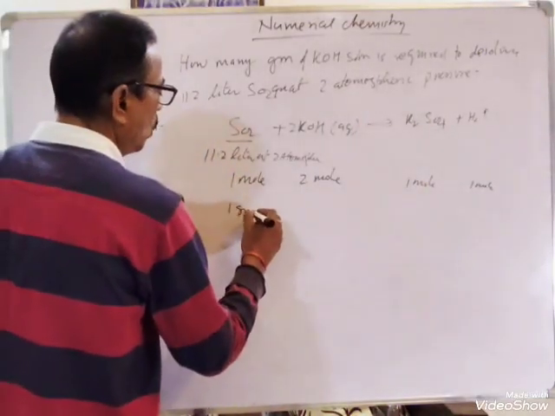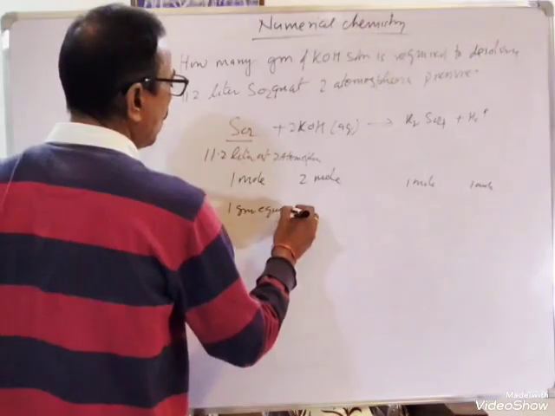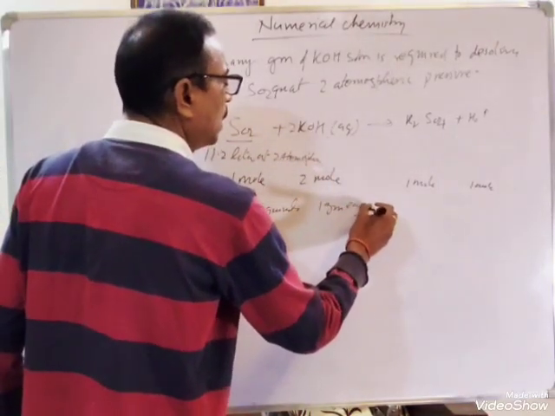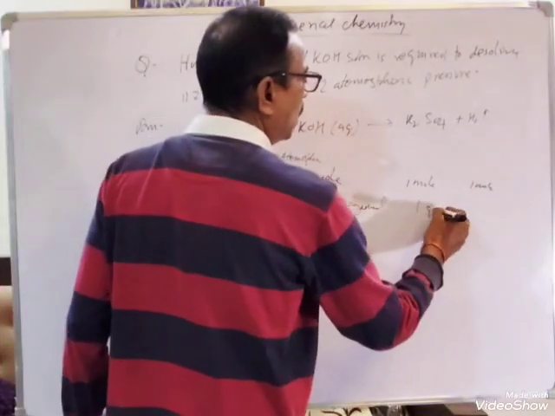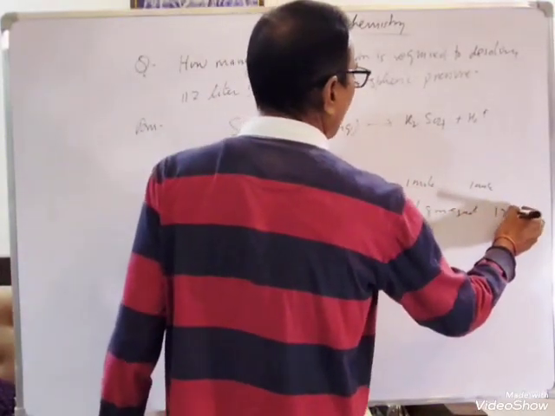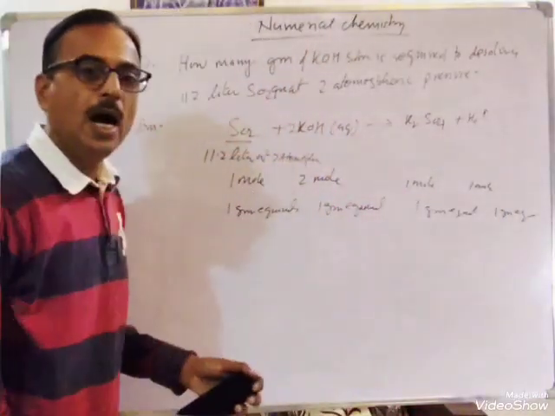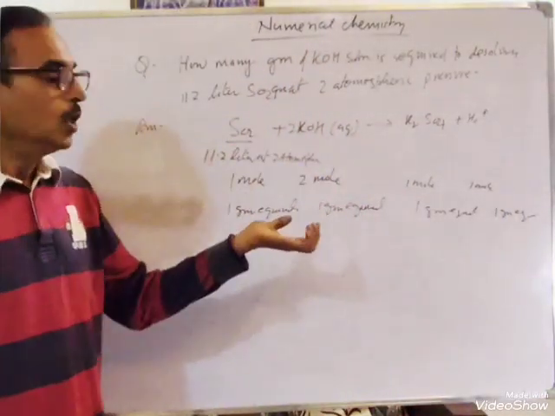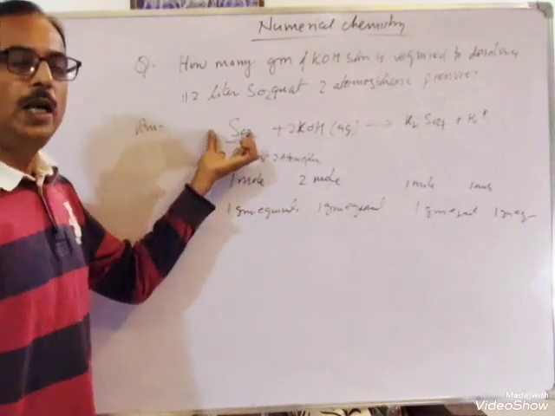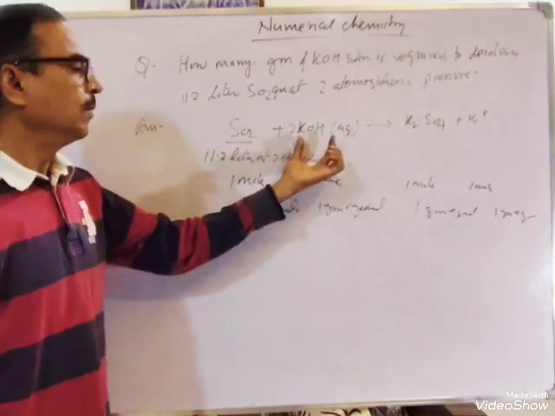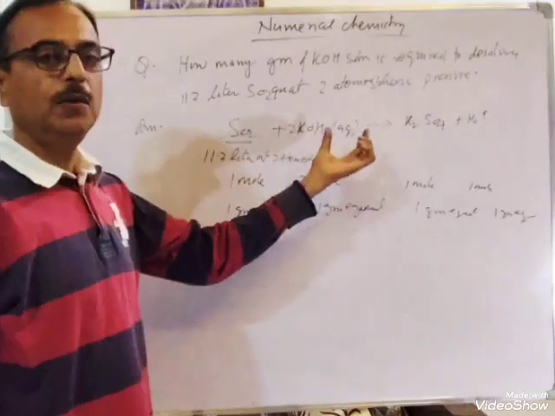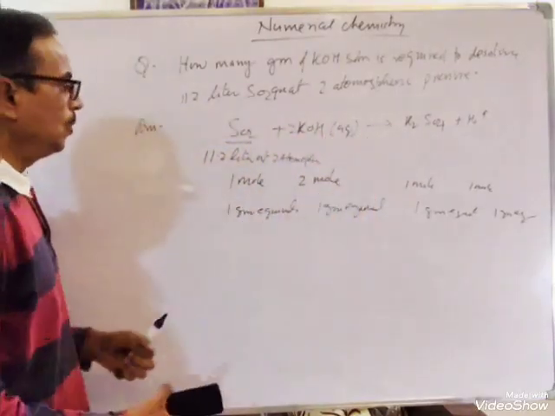So 1 gram equivalent reacts with 1 gram equivalent in any chemical reaction, and forms 1 gram equivalent of product and 1 gram equivalent of the other product. Gram equivalent always remains the same. So we calculate the gram equivalent weight of this and the gram equivalent weight of this, and equate them. So let us see how we will do it.